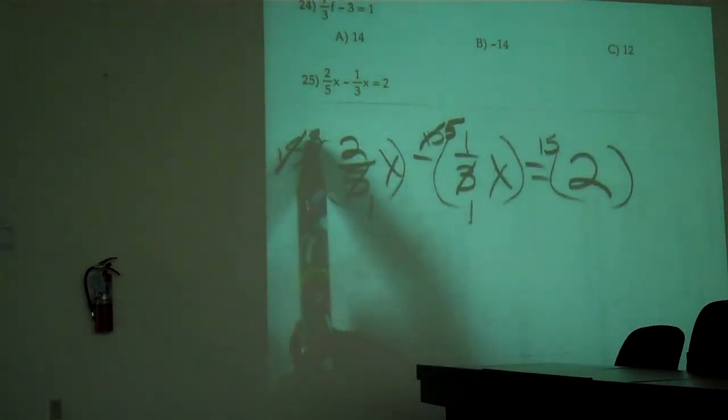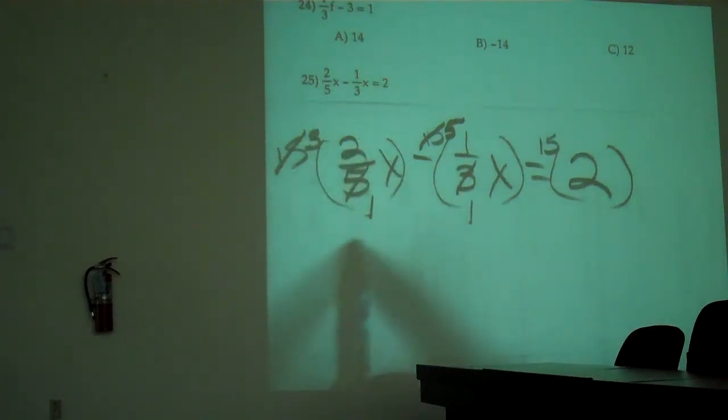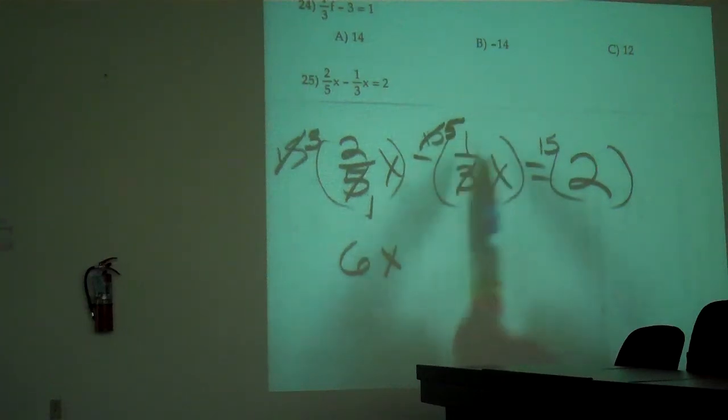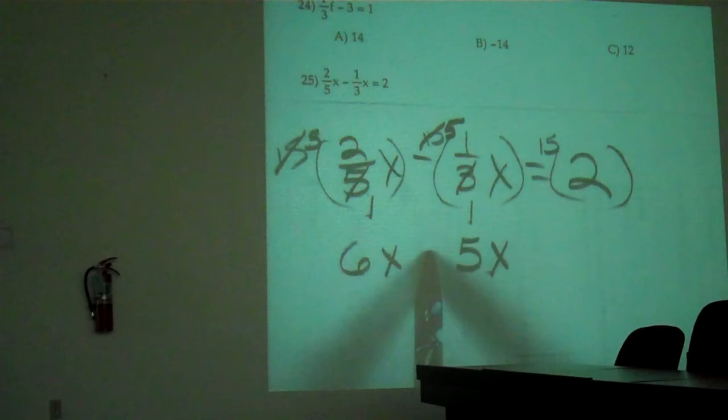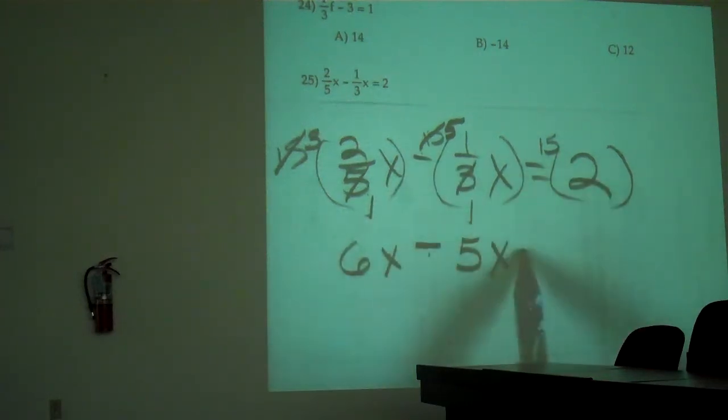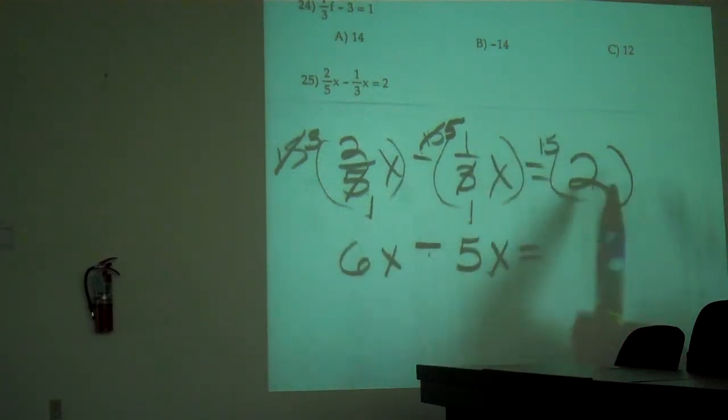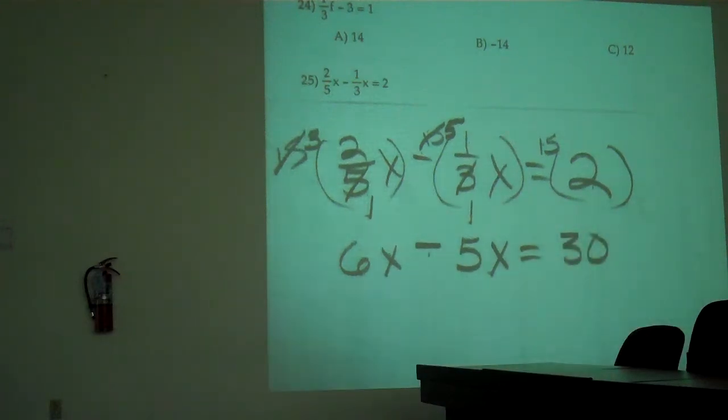Okay, so now we have 3 times 2 is 6x. 5 times 1, 5x. What do we put here? Minus, yeah. Equals 15 times 2, 30. 6x minus 5x. 1x. So it's just x, right? So that's already solved right there.